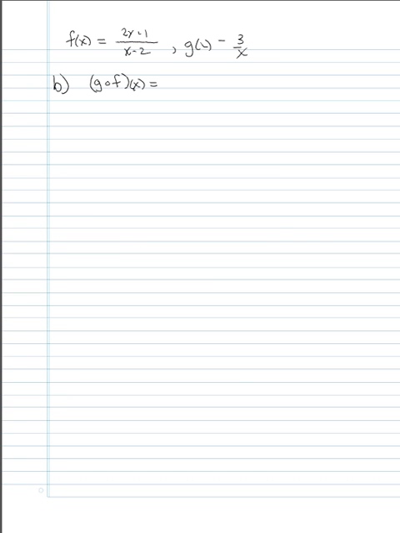Okay, so to find g composed f of x, we set it up again. We're going to calculate g of f of x. And as before, we start on the inside. That is, f of x, we replace with what it's equal to. And it's equal to the fraction (2x + 1) divided by (x - 2). So that fraction ends up being the input into g.